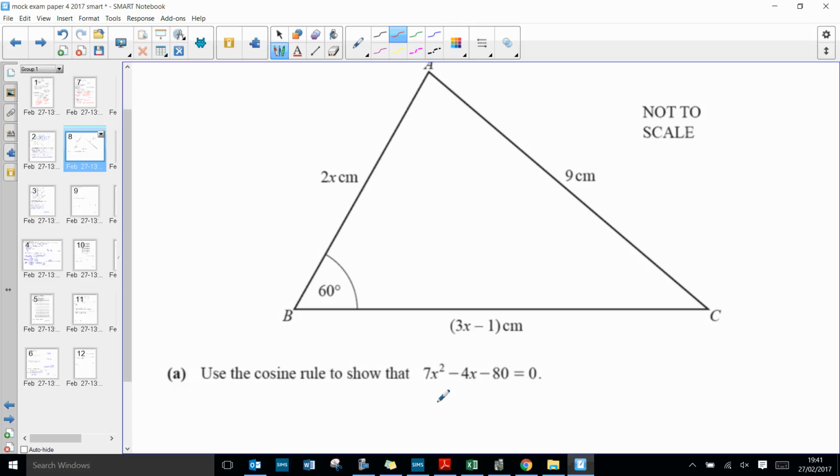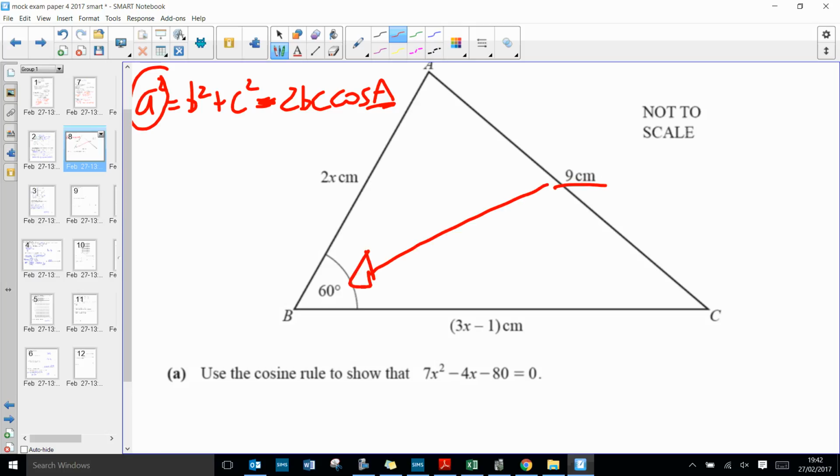Oh, I forgot to state the cosine rule. Okay, you have a squared equals b squared plus c squared minus 2bc cos A. So using the cosine rule, if we're trying to find length a squared, then this angle has to be the angle opposite it. So we would have 9 as our a squared in this case, and this is going to be our value for a.